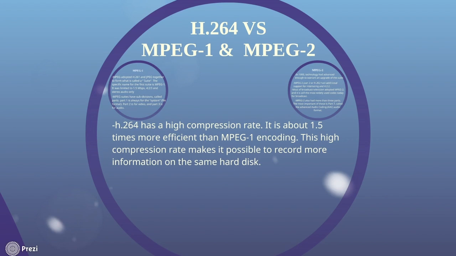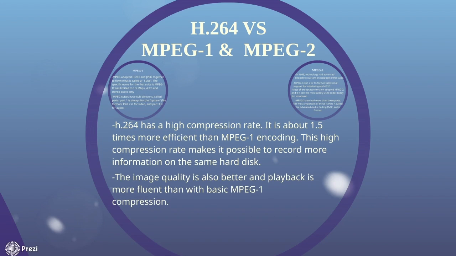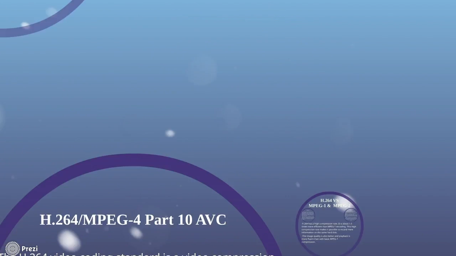H.264 has a high compression rate. It is about 1.5 times more efficient than MPEG-1 encoding. This high compression rate makes it possible to record more information on the same hard disk. The image quality is also better and playback is more fluent than with basic MPEG-1 compression.